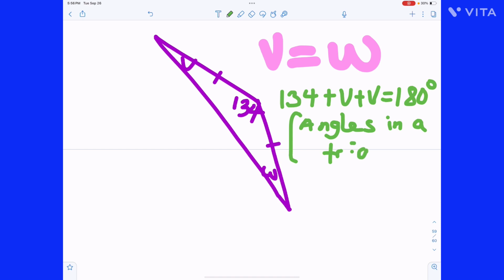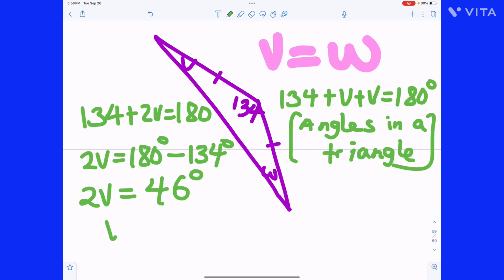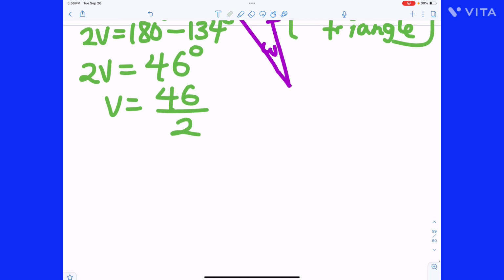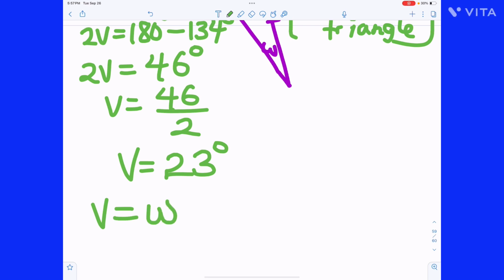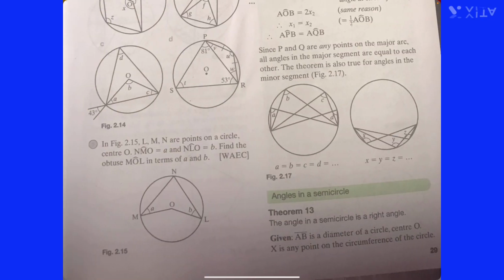Sum of angles in a what? In a triangle. So I'm writing V for W, which is okay. So 134 plus 2V is what? 180. So that gives us 2V is 180 minus 134. 2V is 46. V is 46 over 2. So V is 23. V is the same thing as W, which will also be 23. So that ends question D.